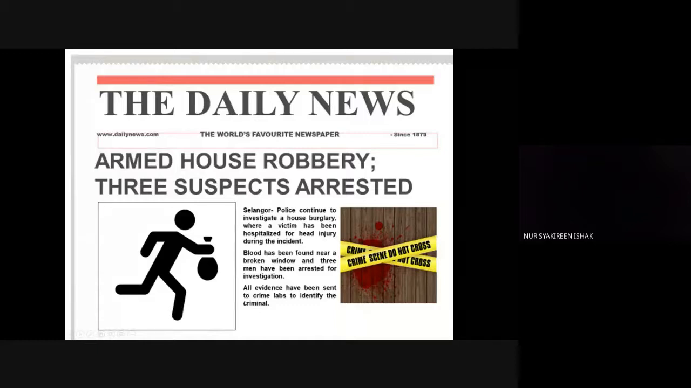Dia bagi situation kat saya pada surat khabar. Armed house robbery, 3 suspect arrested. So you have 3 suspect, kan? So you get the DNA sample from blood found at the crime scene. Okay, so all evidence have been sent to crime labs to identify the criminal. Okay, dramatic betul sehingga dia punya effect dia. Okay, so you have 3 suspect, kan? 3 suspect. So you extract out the DNA sample.